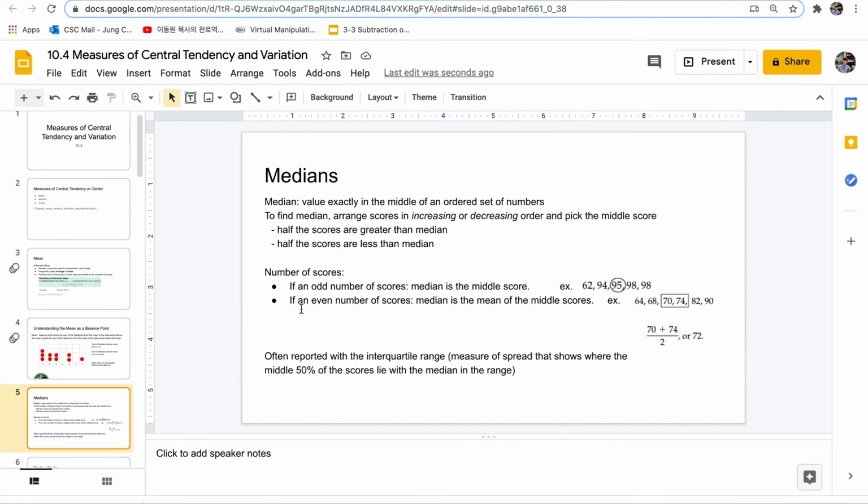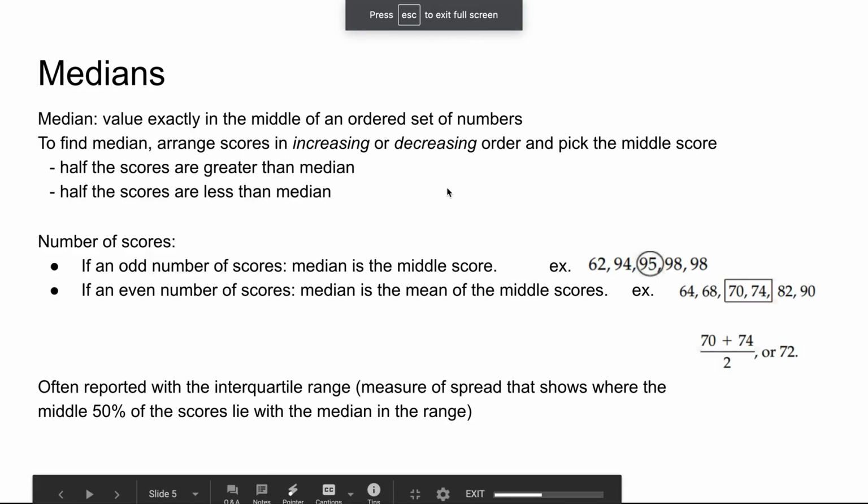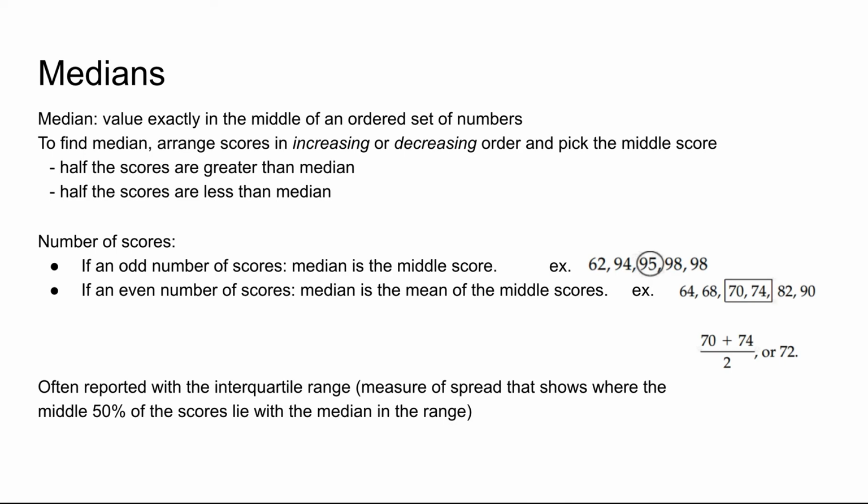So let's move on to the medians. So we learned how to find the mean. To find the mean, you can just add all the values together and divide it by the number of the data. Okay, median is a little bit different. It's still the center. But to find the median, you're gonna find the value exactly in the middle of an ordered set of numbers. Okay, we're gonna have some examples there.